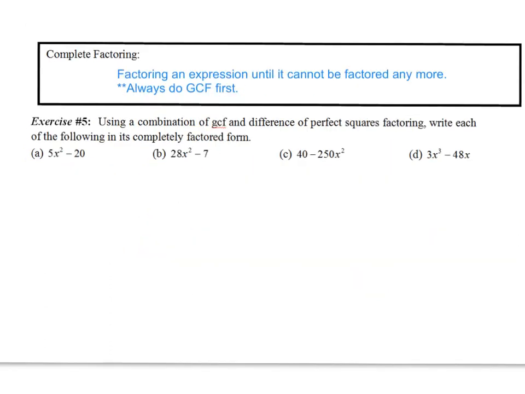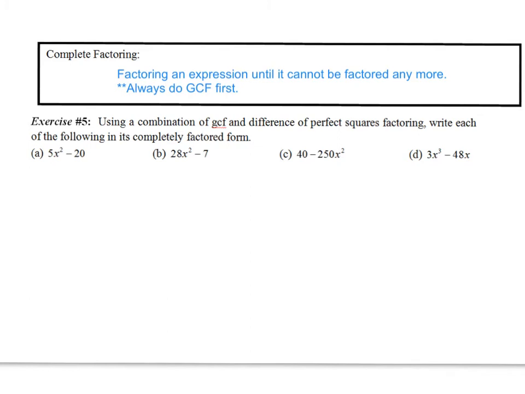Sometimes it's going to be necessary to combine several factoring techniques, so we're going to be completely factoring. Complete factoring means that we are factoring an expression until it cannot be factored anymore. If possible, we always want to do the greatest common factor first. So in exercise number 5, we're going to use a combination of greatest common factor and difference of two perfect squares to write each of the following in completely factored form.